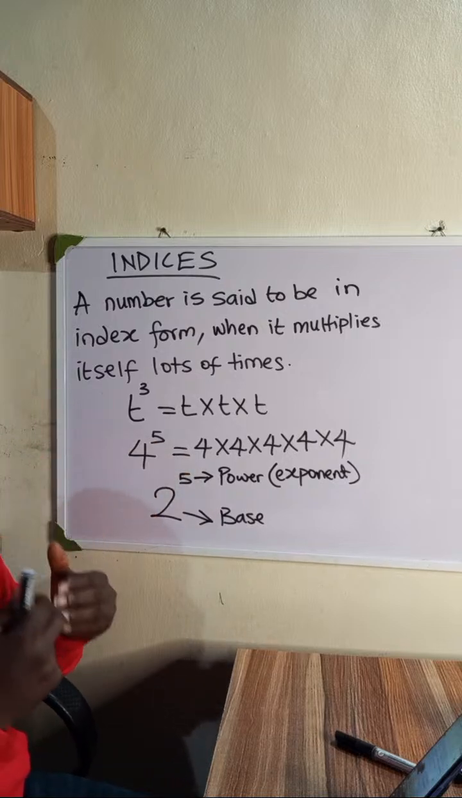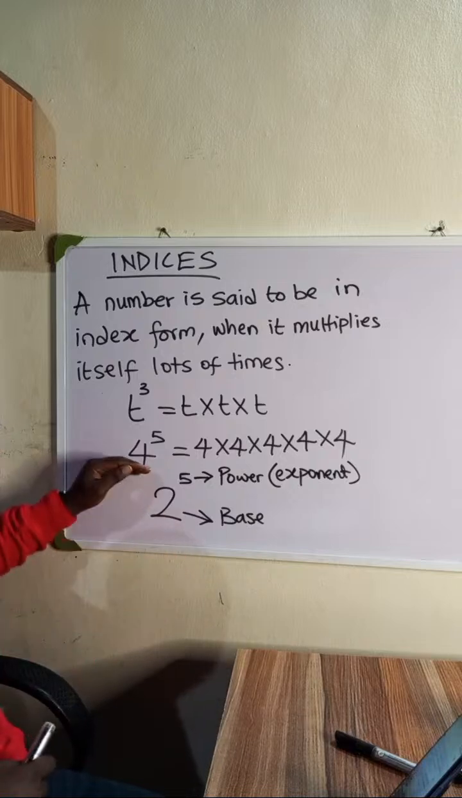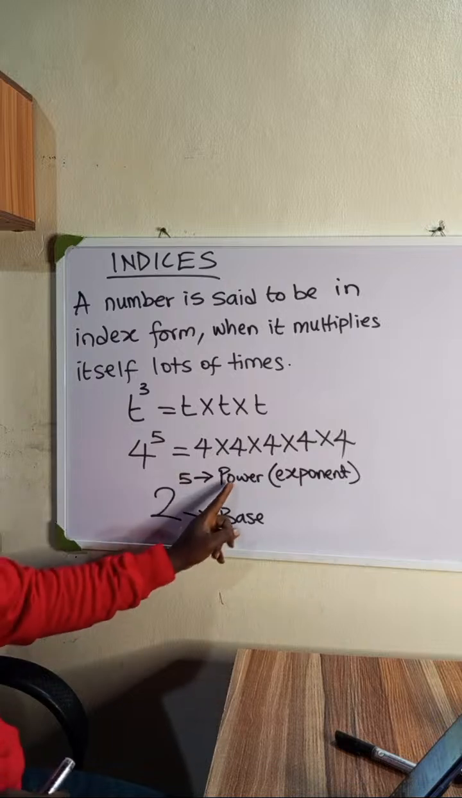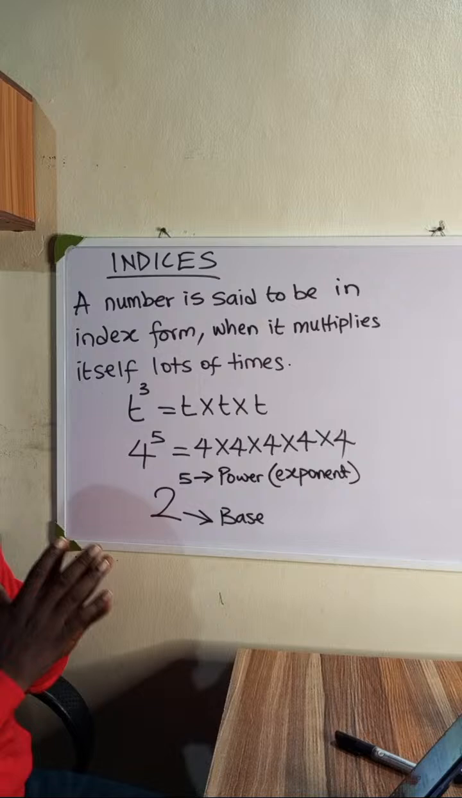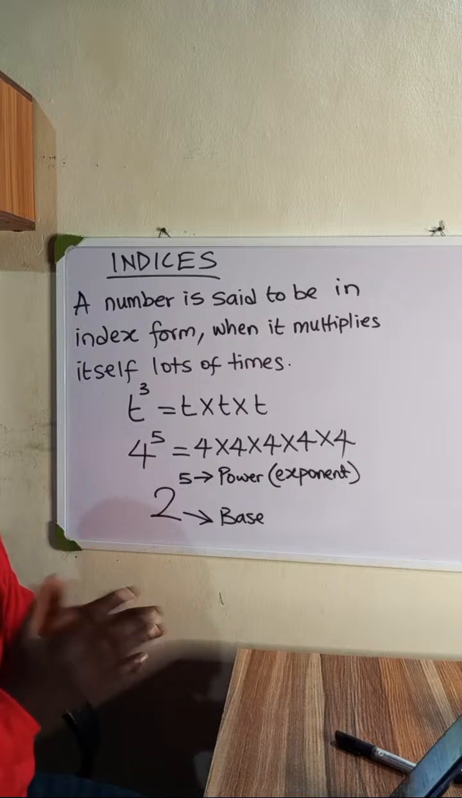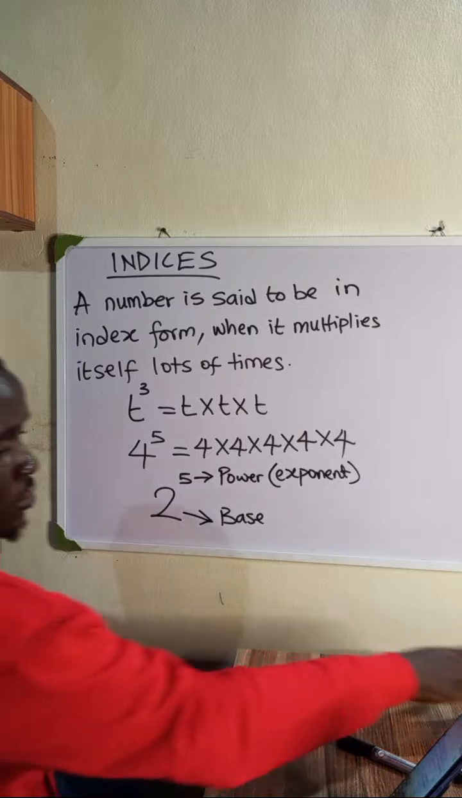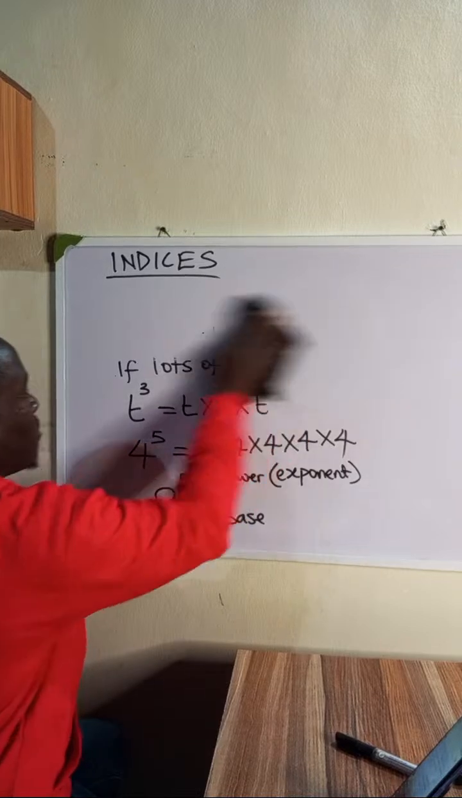So an index number, or a number in indices, is made up of two numbers, the power and the base. Okay, so now we are going to see the laws governing how to solve questions on indices. So let's continue. We are going to look at laws of indices.